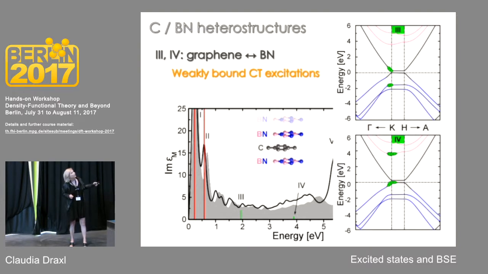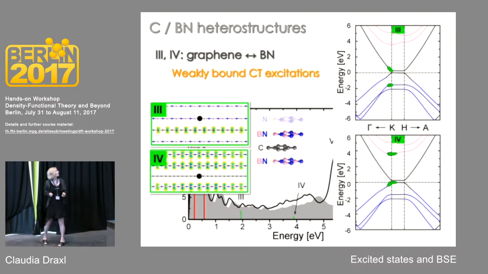Exciton number 3 obviously has the hole on a nitrogen atom, whereas the electron is sitting in the graphene. And exciton number 4, it's the opposite. We have the hole in the graphene, and we have the electron in the boron nitride layer, namely on the boron atoms. And this is what we see also in the exciton wave function.